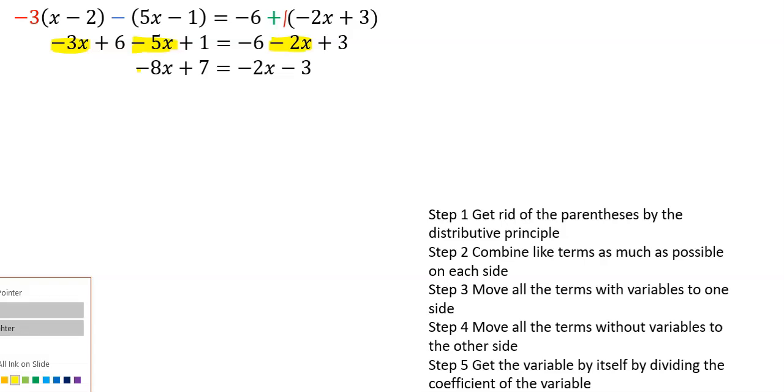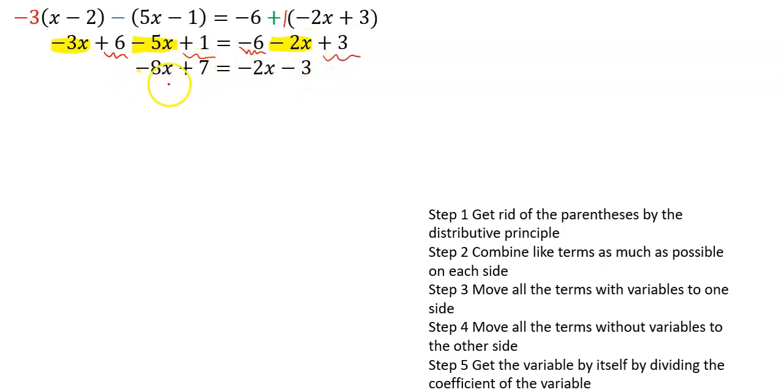And similarly, notice that 6 and 1, they are also like terms, so we can go ahead and combine them to get 7. On the right-hand side, this is the only x term, so we bring it down. But negative 6 and positive 3, they can be combined. So if we have $6 debt, $3 credit, combine them, we get $3 debt.